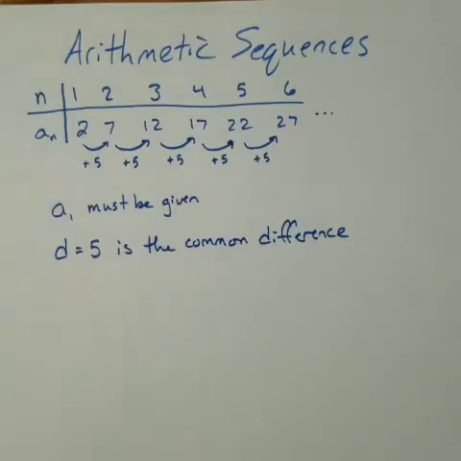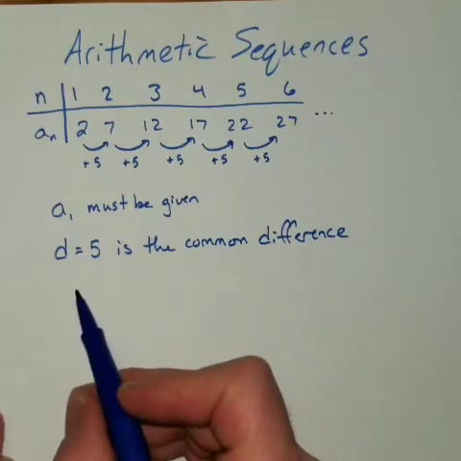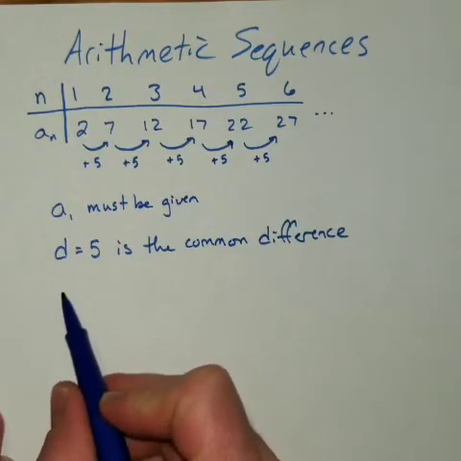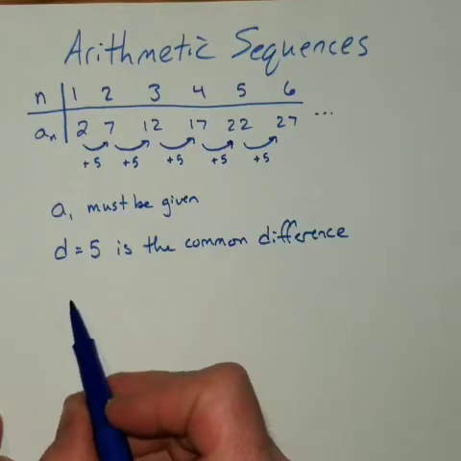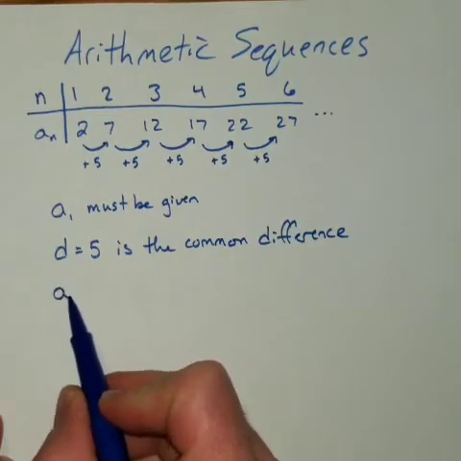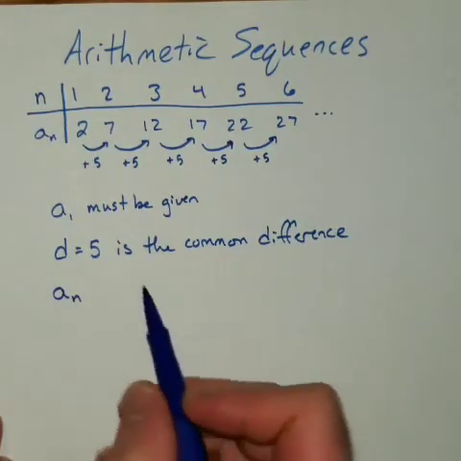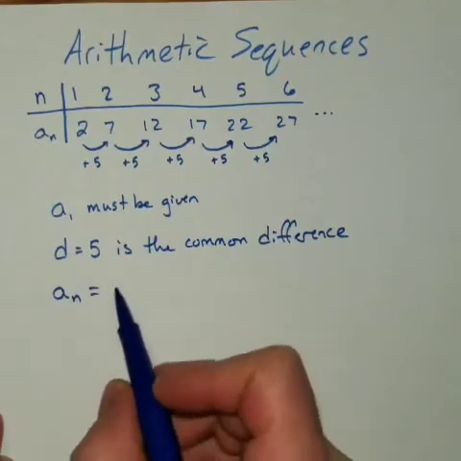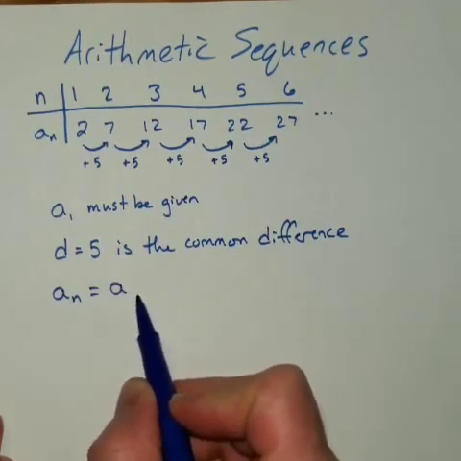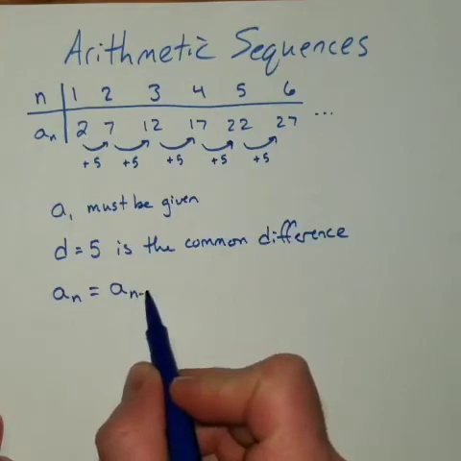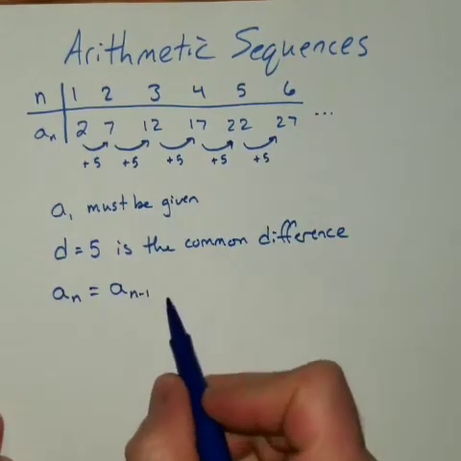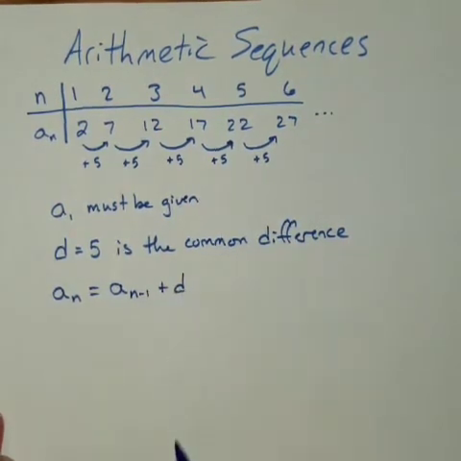Alright. So, in general, an arithmetic sequence must be defined recursively. Remember, we talked about recursive definitions last time. Basically, any term, we'll call it the nth term, must be written as the previous term, n minus 1, plus that common difference of d. Okay? So a sub n is a sub n minus 1 plus d.